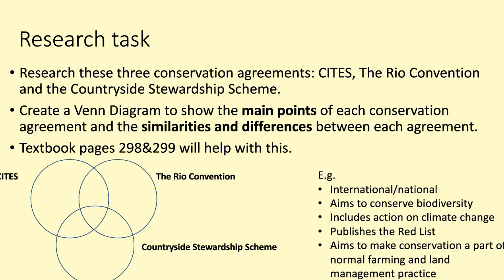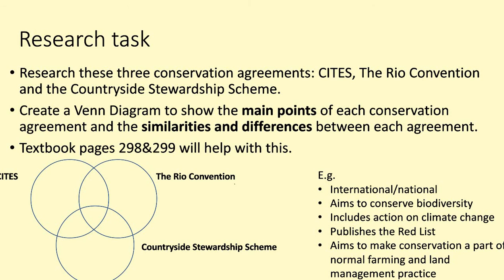Okay, so what we'd like you to do for that is to create maybe something like a Venn diagram to show the main points of each conservation agreement and the similarities and differences between each. Okay, so you know how a Venn diagram will work. So things that are similar will cross over, things that are different put them on their own. There is some information in the textbook on pages 298 and 299 to help.